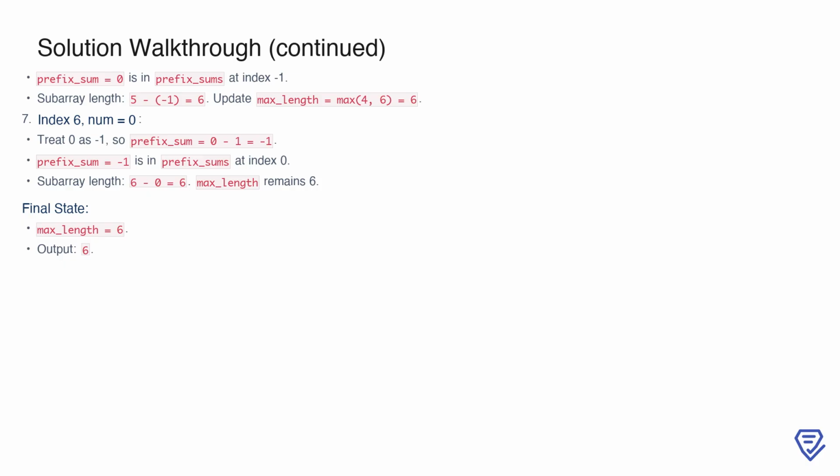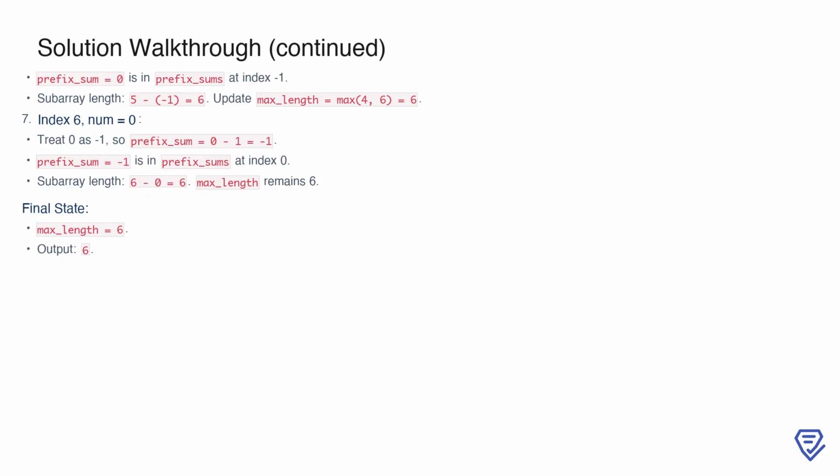The subarray length is 5 - (-1) = 6, and updating max_length gives max_length = 6. At index 6, the number is 0, again treated as -1. This updates prefix_sum to -1. Since -1 is in prefix_sums at index 0, the subarray length is 6 - 0 = 6, and max_length remains 6. In the final state, max_length is 6, which is the output for this example.